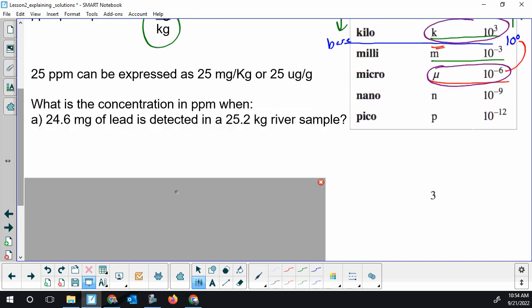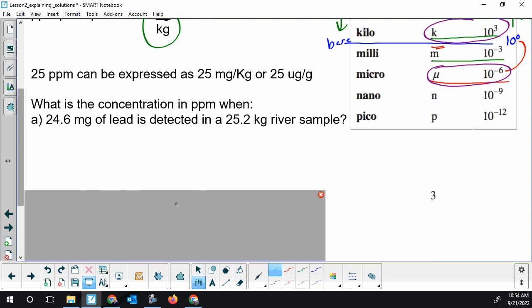Okay. The format and layout is going to be pretty similar to before. So our first question: what is the concentration in parts per million when there's a little under 25 milligrams of lead detected in a 25 kilogram river sample? Okay. So that 25 kilograms is our total sample. It's not the solute, it's everything. Okay. So we're doing a concentration. It's always a ratio, whether it's moles per liter or volume to volume, or in this case, it's parts per million.